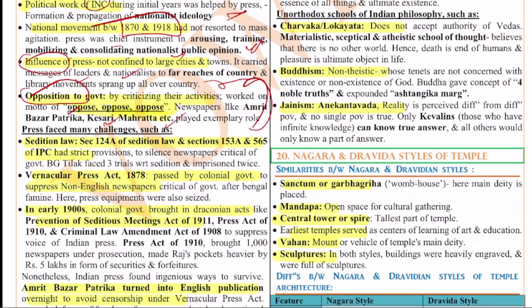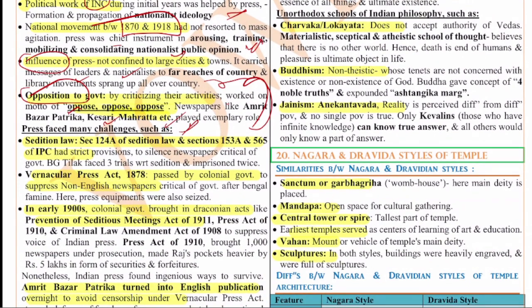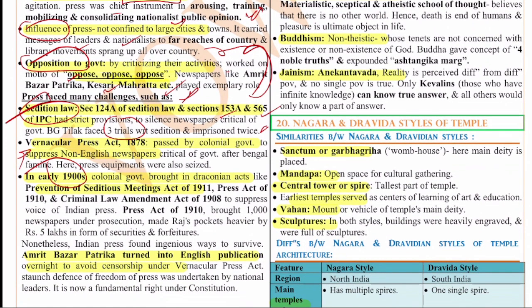Next, the press also faced many challenges. What are the challenges? The Sedition Law 124A and sections 153A, 565 of IPC. Tilak faced 3 trials with respect to sedition and was imprisoned twice for the same. The Vernacular Press Act of 1878 was passed by the colonial government to suppress the local newspapers. In the early 1900s, the colonial government brought draconian acts like the Prevention of Seditious Meetings Act of 1911, the Criminal Law Amendment Act of 1908, and so on.